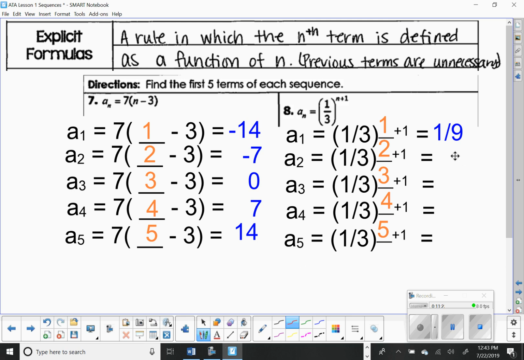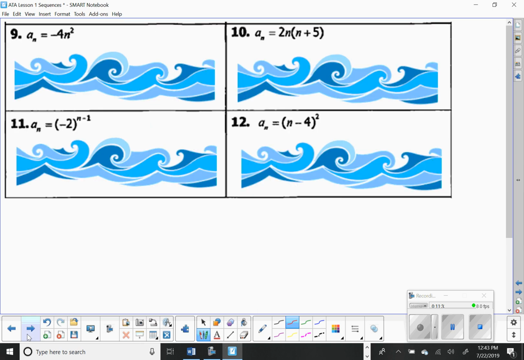Okay, now that you're back, did you successfully get all the way to 1/3 raised to the 5th power? Fantastic. Okay, you've got 9, 10, 11, and 12. Find the first 5 terms of each sequence. You're not asked to find the formula, just the terms. Go ahead and pause the video, and then when you start it again, I'll show you the answers.